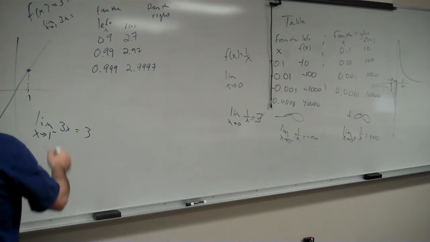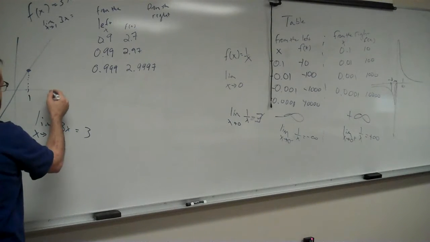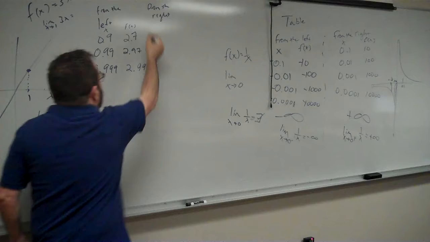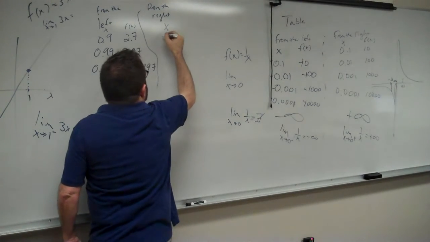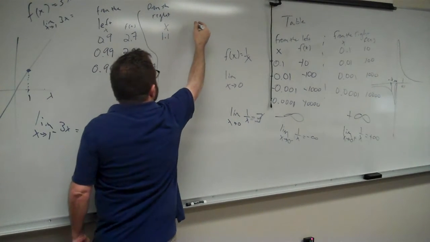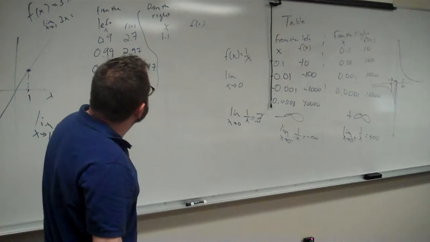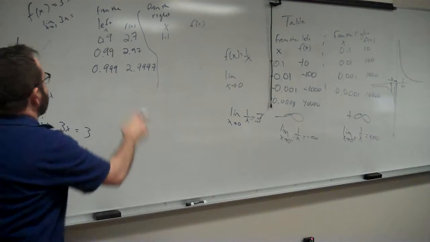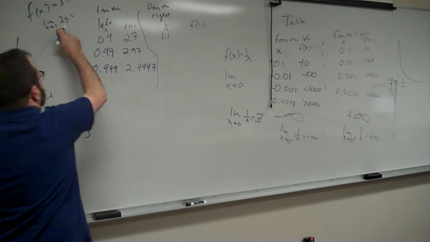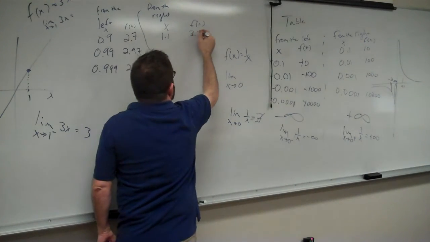Let's try it from the right. So we're going to start over here and get closer and closer here. Maybe on the right side, x, we'll start off with 1.1. Okay, we're close to but not quite at 1. f of x is 3 times that, so that's 3.3.